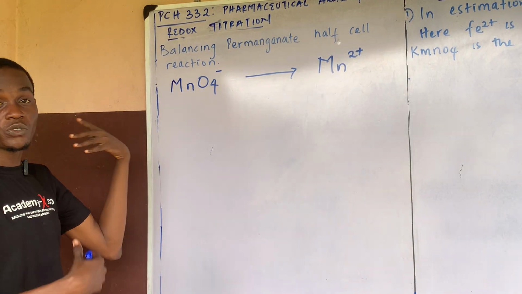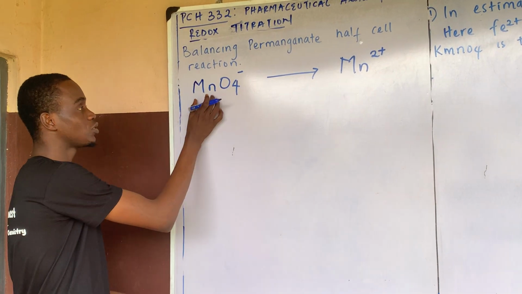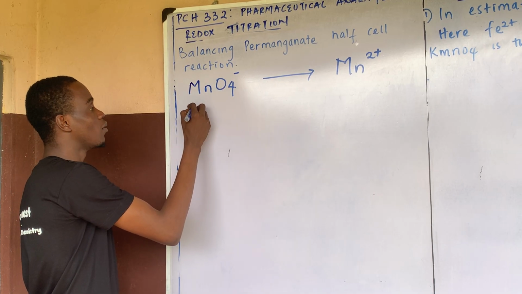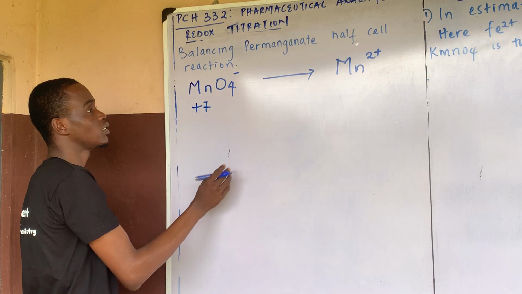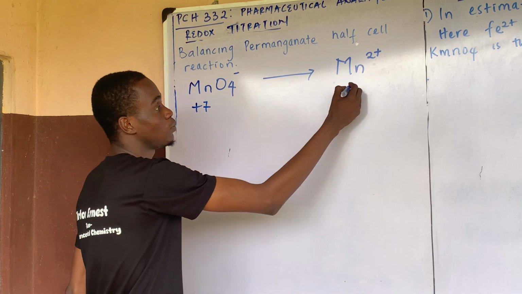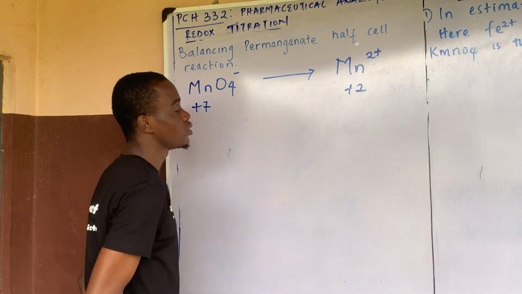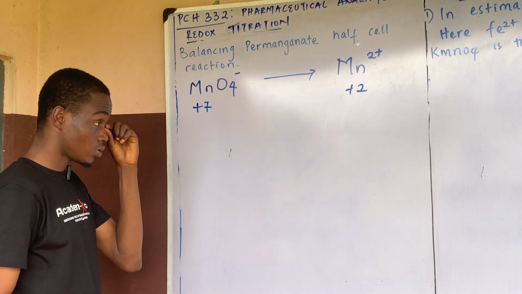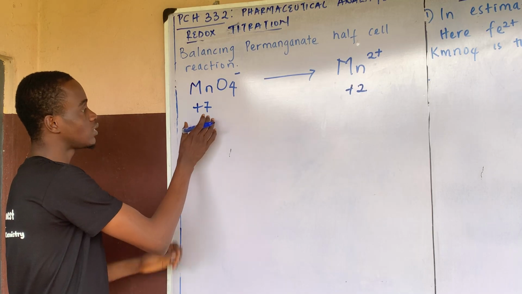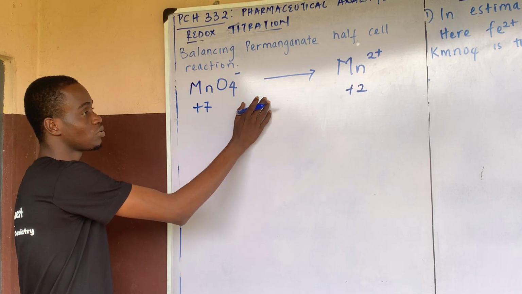Now from what we've explained, we know that the oxidation state of manganese in the permanganate ion here is +7, and here the manganese ion is depicted. They showed us that it is +2. Okay, so this is +2. Now I've told you, this indicates that it has accepted electrons and it is reduced.